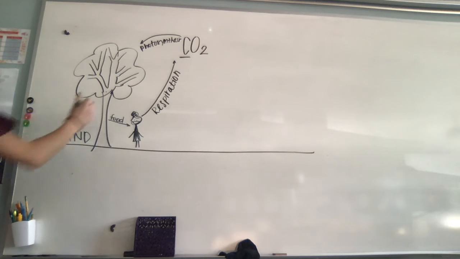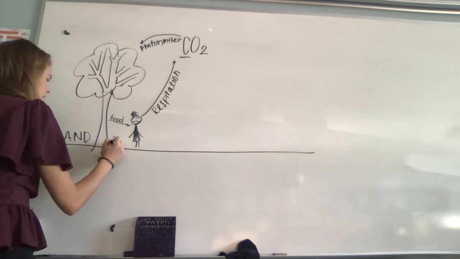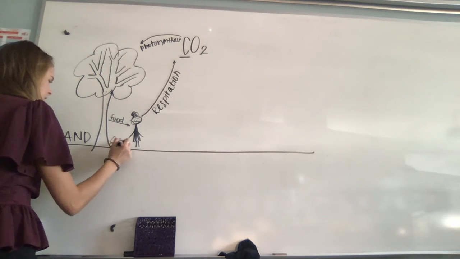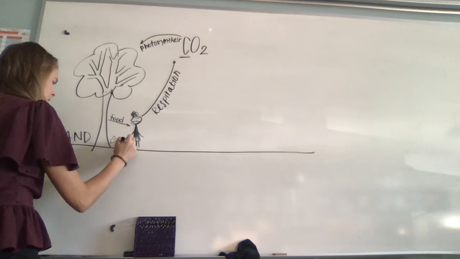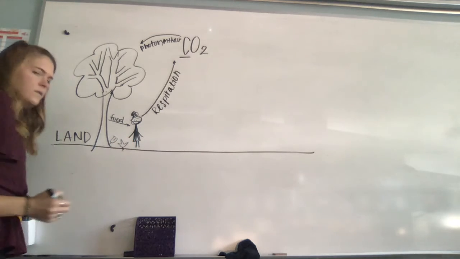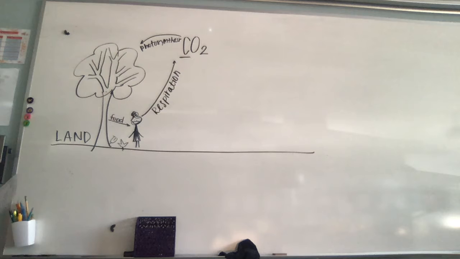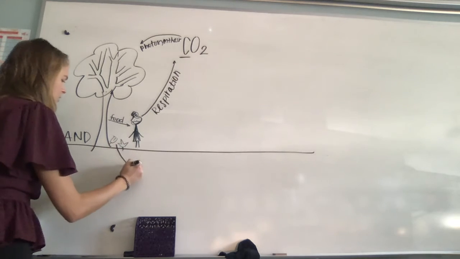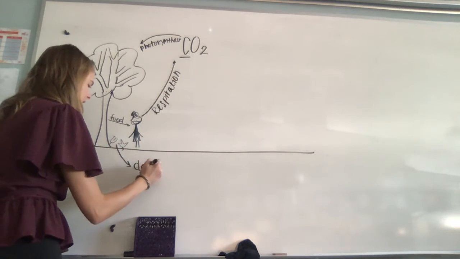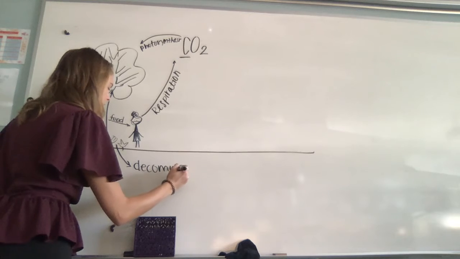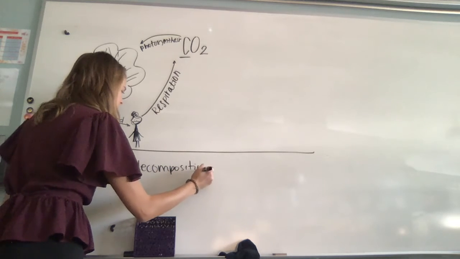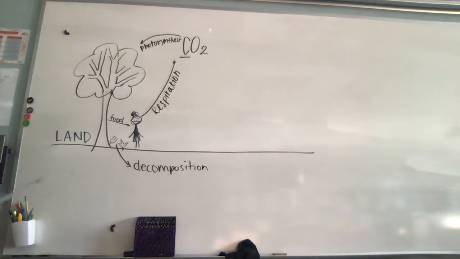Okay. Now let's pretend some leaves fall down from the tree. I'm not a very good artist. Here's some leaves that fell down from the tree. These leaves might go into the ground through decomposition. So now these leaves are in the ground through decomposition.